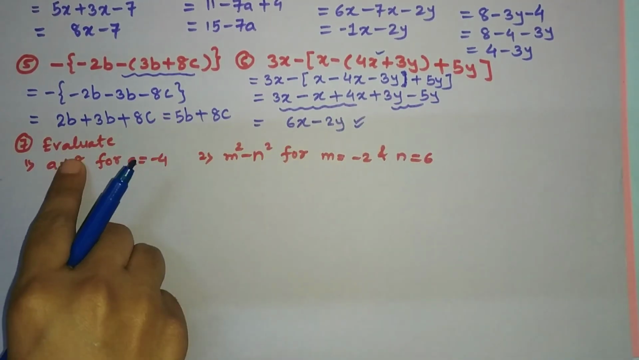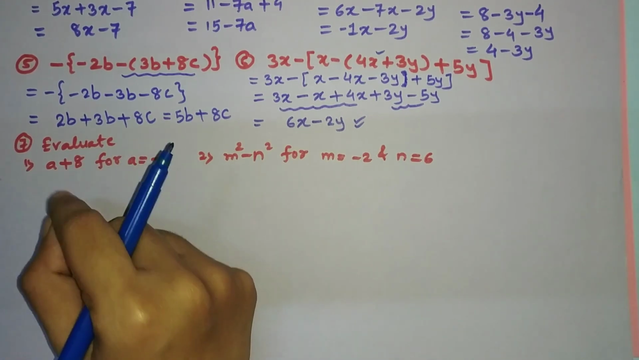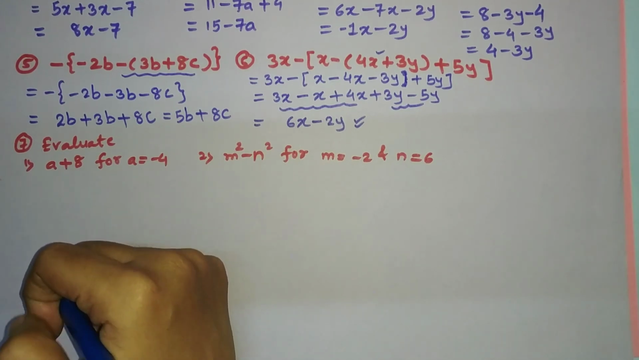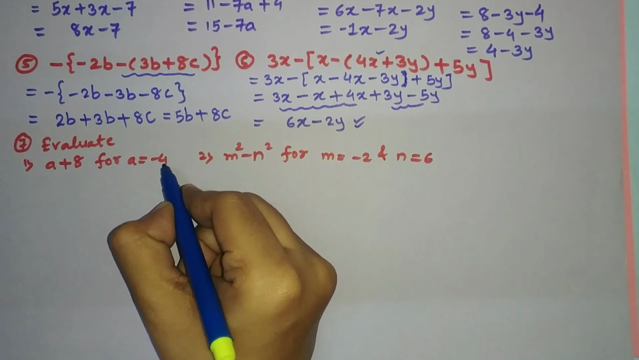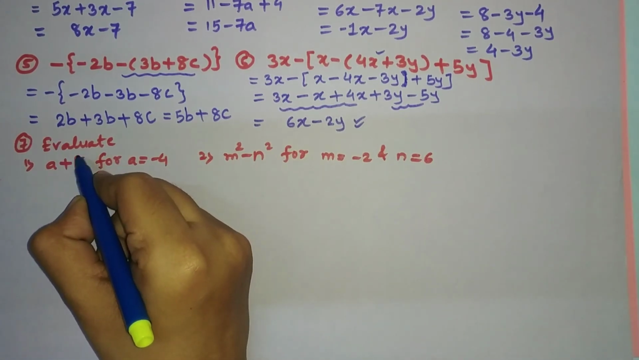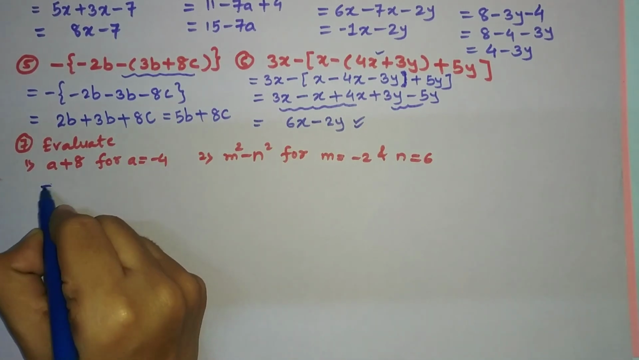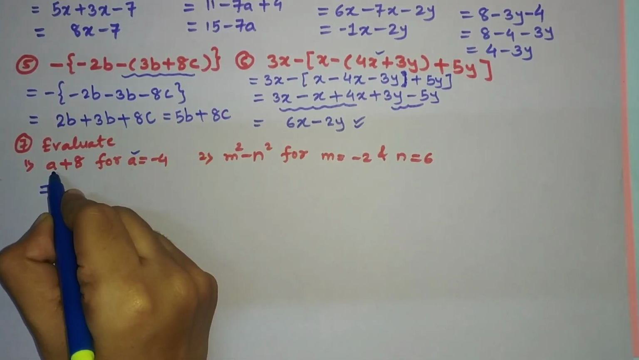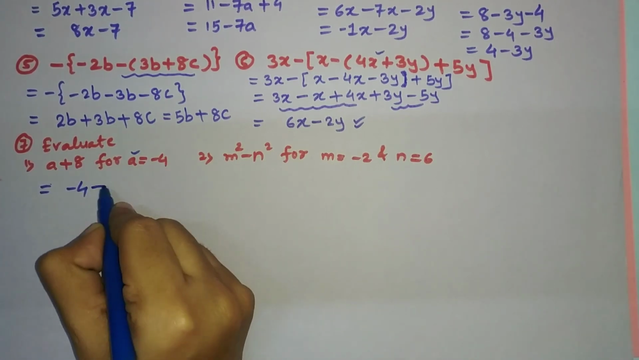Now friends, we'll go for evaluate. Now there are variables in a binomial or a trinomial, in an algebraic expression, and we need to put in the variable's value. Like here a is minus 4. And what is said to us? Evaluate a plus 8 for a is equal to minus 4. That means we need to put this a's value in the expression. Here a is there, so in place of a we'll put minus 4 and plus 8.